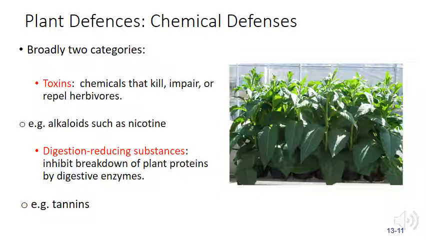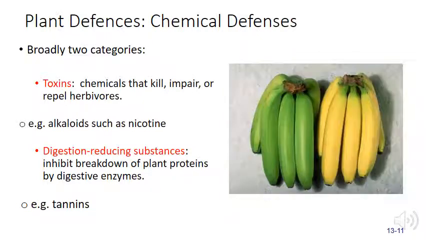The second category are digestion-reducing substances. So these are chemicals that inhibit the breakdown of plant proteins by digestive enzymes. So they make the plant material very difficult for the herbivores to digest and gain nutrition from. And an example of one of these would be tannins. And we're familiar with tannins from when we eat an unripe banana. It's that kind of dry sensation that we get in the mouth. And it's interesting to think why an unripe banana would produce these tannins, and those tannins wouldn't be present in a ripe banana.